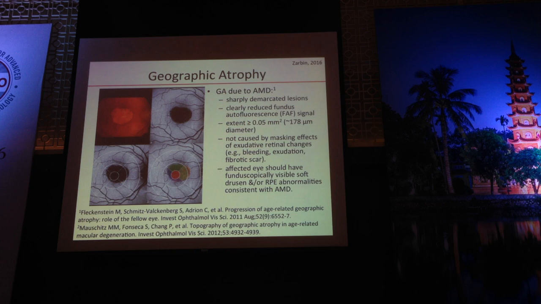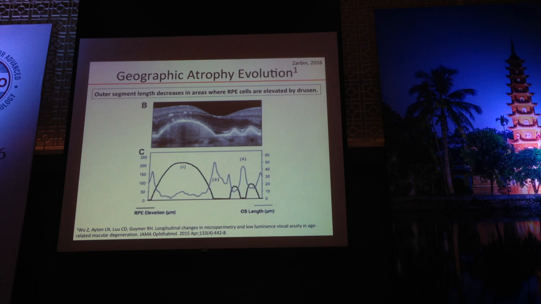Well, if we now look at the evolution of this more classical geographic atrophy, the first thing we'll notice is that outer segment length decreases in the areas where the RPE are most highly elevated. So if we look at the areas shown by this arrow, the RPE are very highly elevated, but the outer segment is short. In contrast, right next to this, there's an area where the RPE are not elevated, and you can see that the outer segment length is much longer.